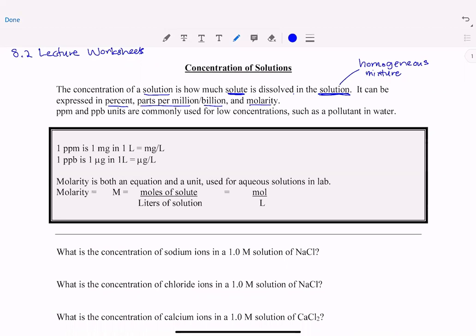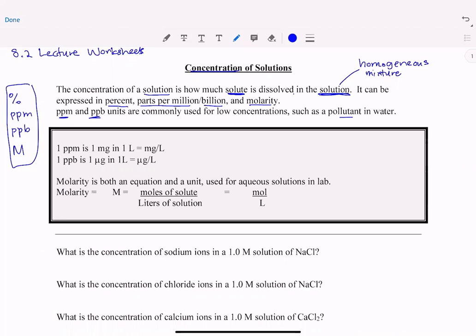Okay, so let me write all that. You have percent, you have parts per million, you have parts per billion, ppb, and you have the uppercase M, molarity. These are all units for concentration that you will see associated with describing how much solute is dissolved in a solution. When we're talking about low concentrations, like a pollutant in water, the units of parts per million and parts per billion are the ones that are most useful.